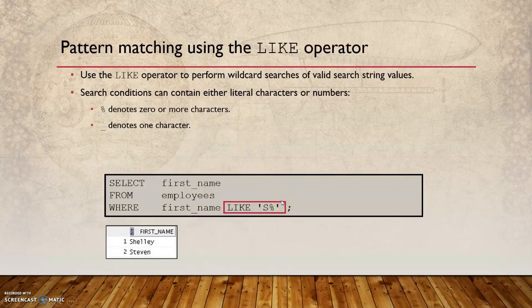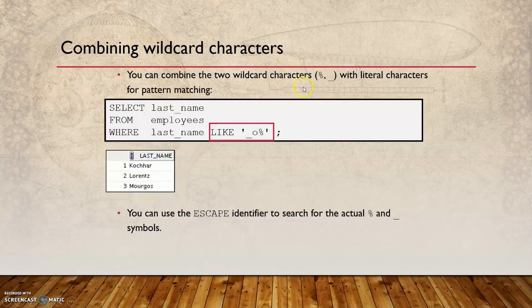LIKE is a wildcard operator. Whoever's name starts with S, you use LIKE. This is called a wildcard character, which could be anything. S followed by anything. It could be Steven or Shelley. So whatever it is, it needs to retrieve. So the LIKE operator, which starts with a particular value or a character followed by this symbol, is called the wildcard character. That is pattern matching using the LIKE operator.